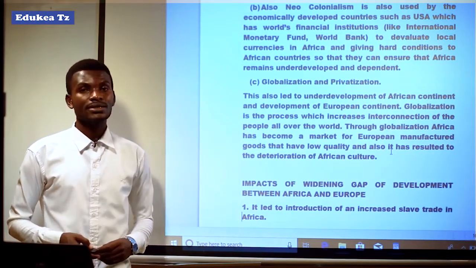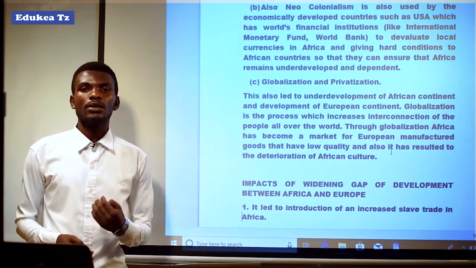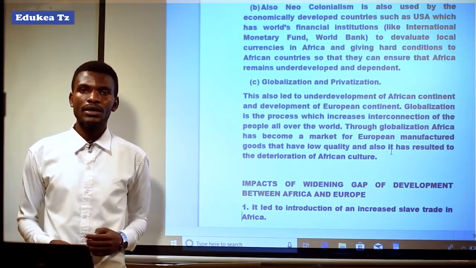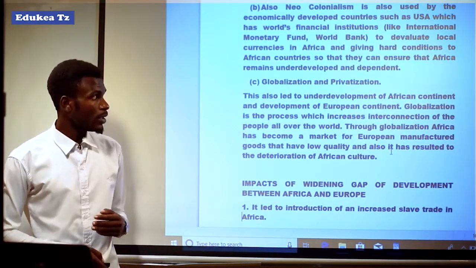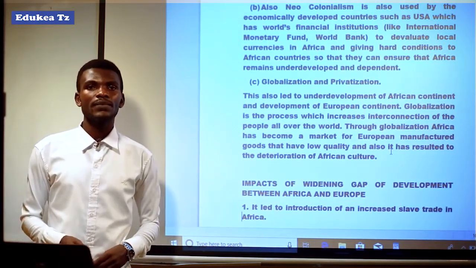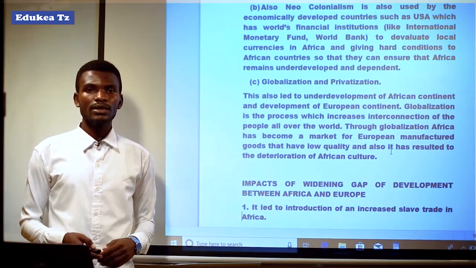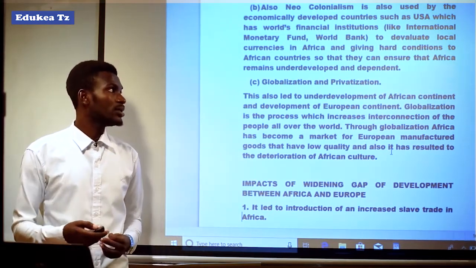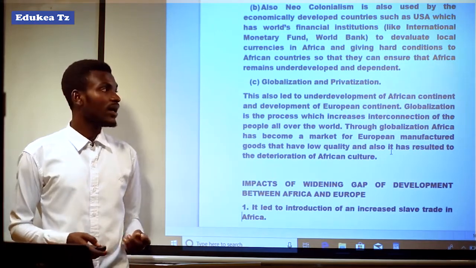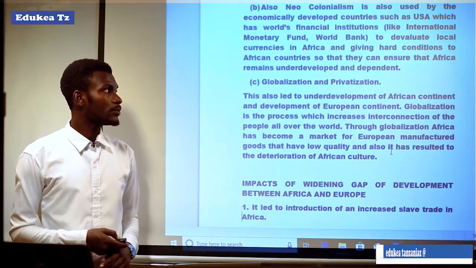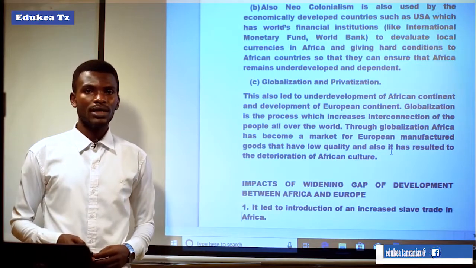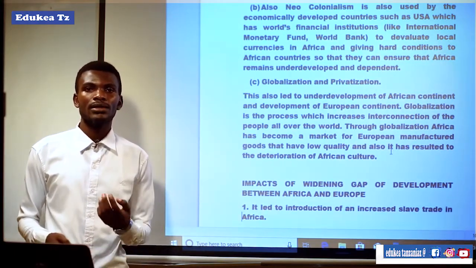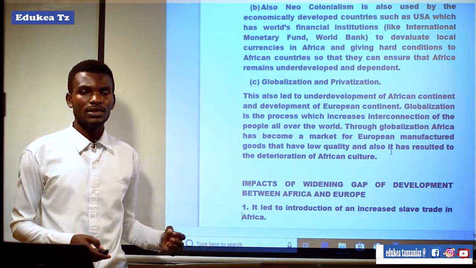become another factor that has been widening the gap in development between Africa and Europe, whereby globalization has been making the world a small area, or a village. So the African countries have become globalized by the European countries, whereby the African countries have acted as the dumping area for the manufactured goods.